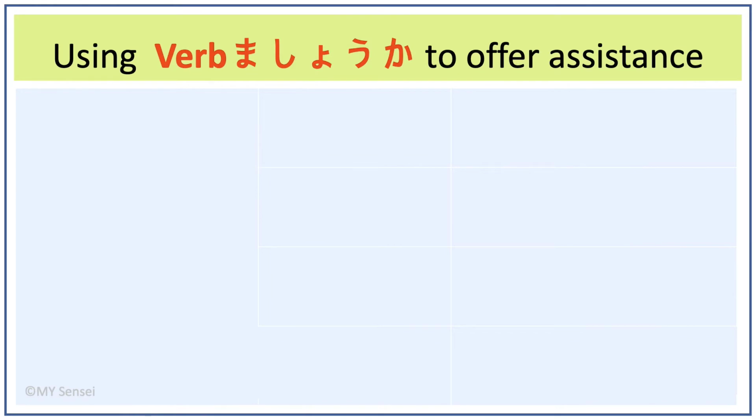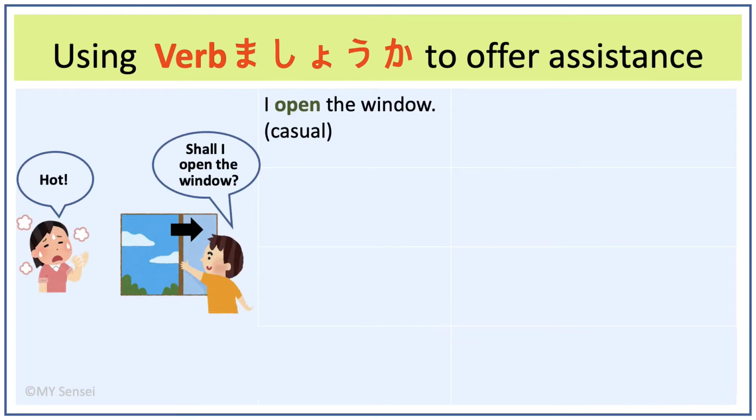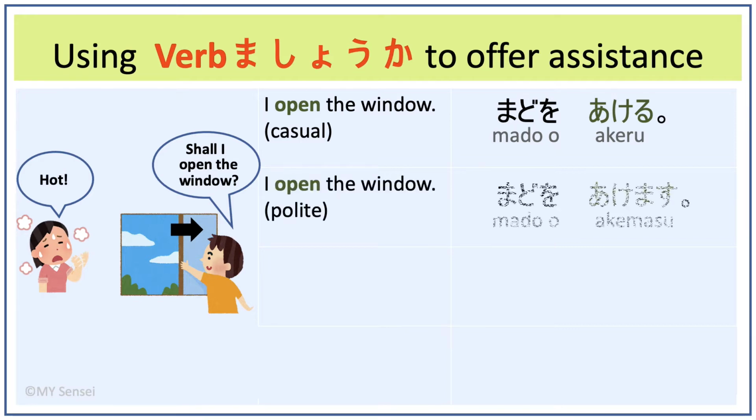In this video, you will learn how to use mashoka to offer help or provide service. In plain speech, I will open the window is 窓を開ける. We use the verb in short form. In polite speech, we would say 窓を開けます. Use the verb in its long form.